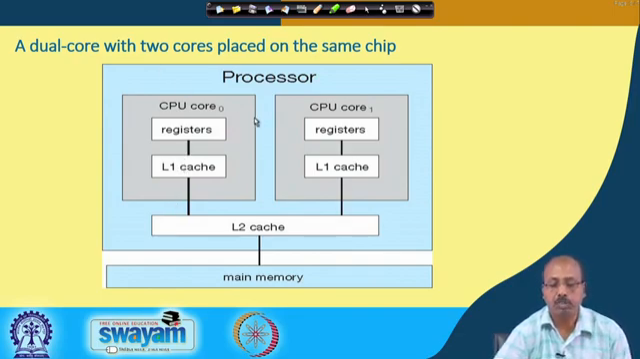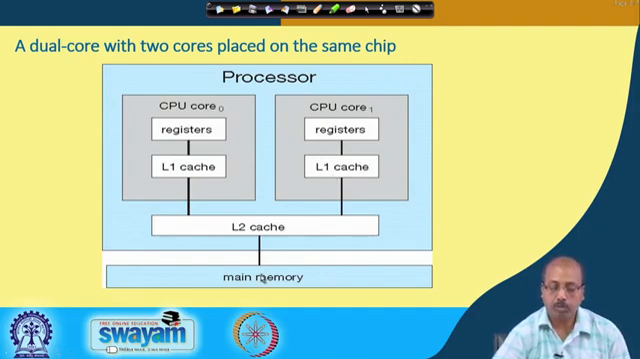So, these two cores are placed on the same chip, core 0 and core 1. Each core has its own L1 cache, and there is an L2 cache that is also on the processor chip. For the entire processor we have a single L2 cache, but each core has its own L1 cache.